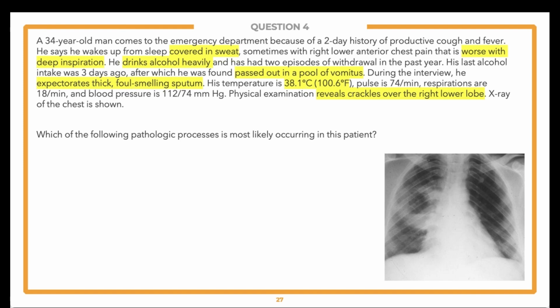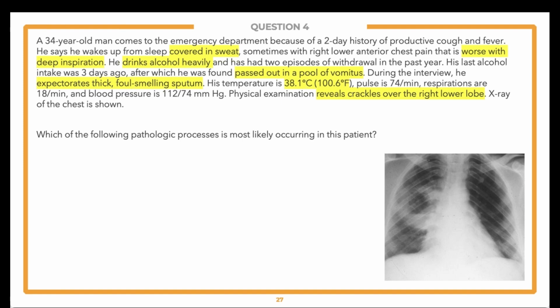And you should have some differentials pop into your mind as soon as I hear that. Cough, fever, sweat, and chest pain worse with inspiration. That's a big differential. Okay, what are other important facts in this? He drinks alcohol heavily, and they found him lying down in a pool of vomitus. That's important. What would that indicate, and what would that put him at risk for?